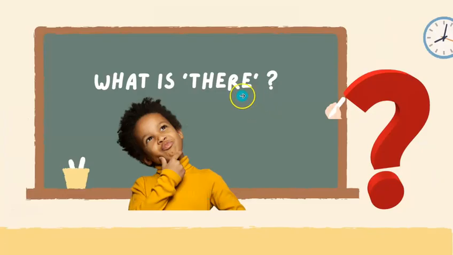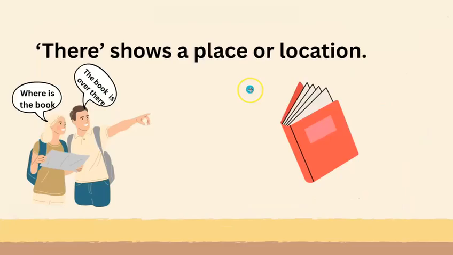What is there? I've given you clues on how to use there, right? If the other one shows ownership, this one shows what? Location. There shows a place or location. Where is the book? The book is over there.